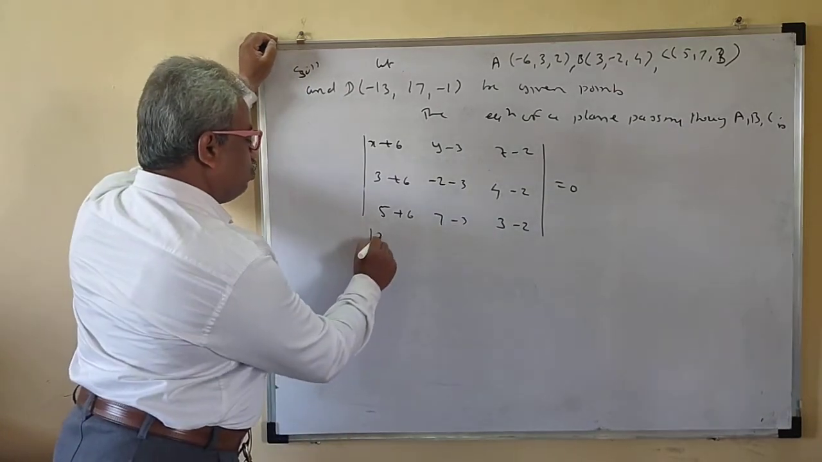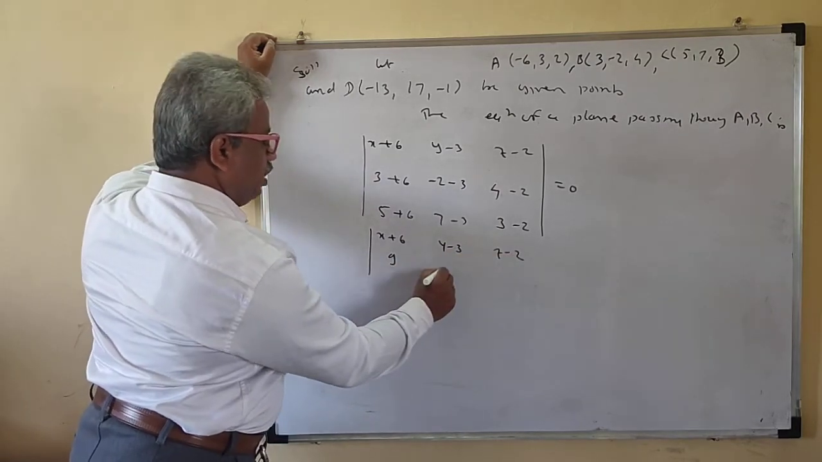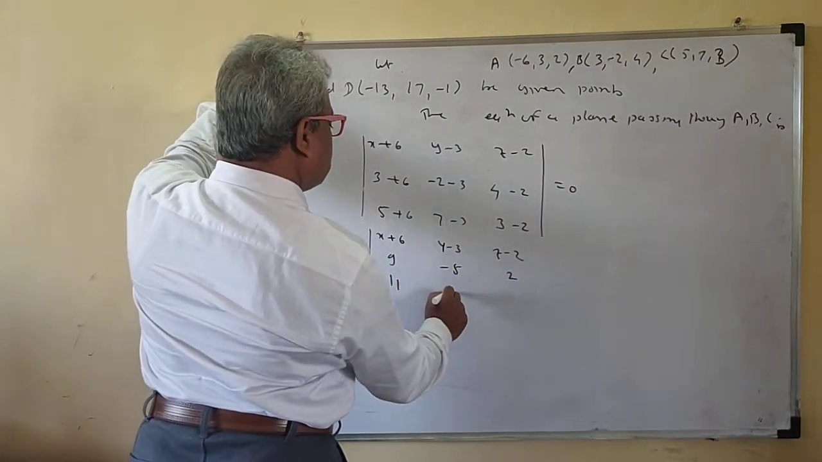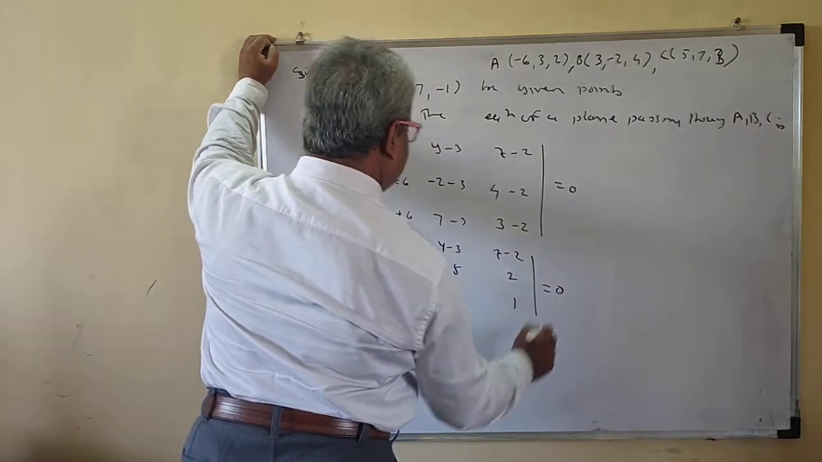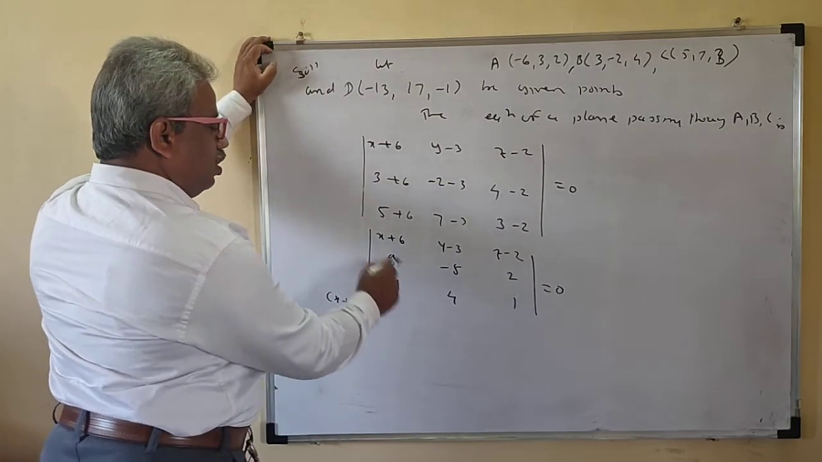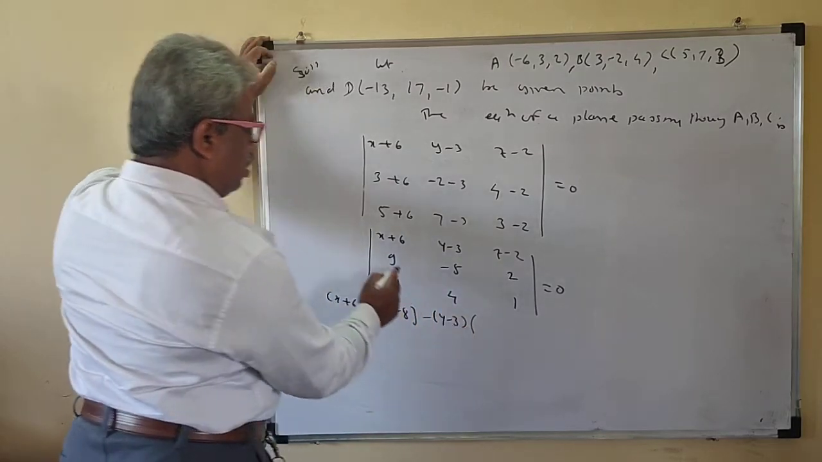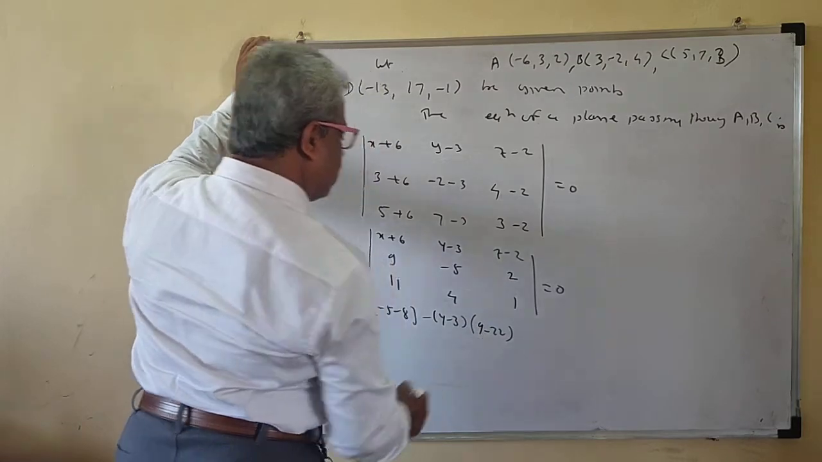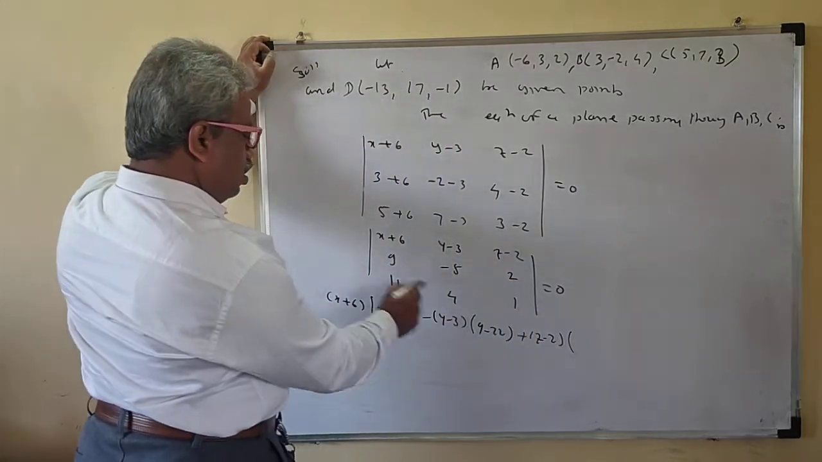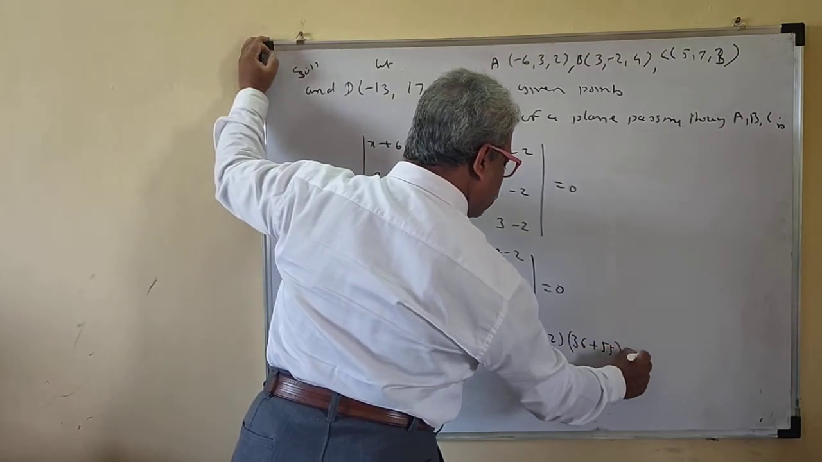I'll expand this, so I'll first simplify it. y minus 3, z minus 2. This is 9 minus 5, this is 2, this is 11, this is 4, this is 1, equal to 0. So this is then x plus 6 into minus 5 minus 8, minus y minus 3 into 9 minus 22, plus z minus 2 into 36, plus 55, is equal to 0.